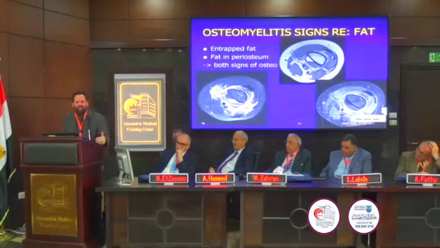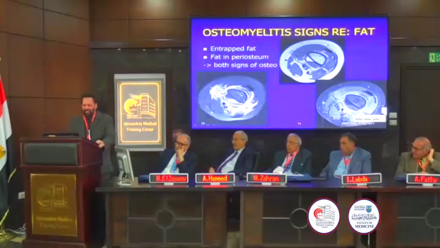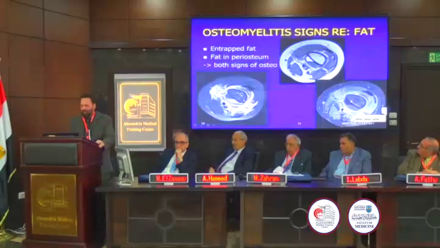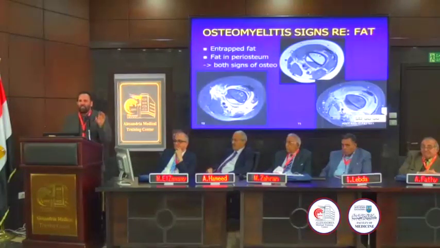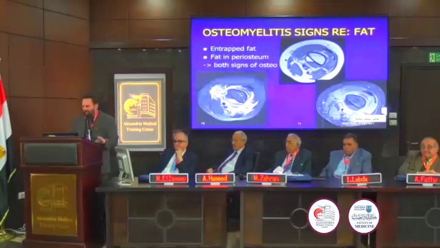And that leads to a thing called the entrapped fat sign. Here's an example of one in a child. This is a T1, this is a T2, this is post-contrast. This is a subperiosteal abscess. Can you see the subperiosteal abscess? And we see a fat fluid layer in the subperiosteal space. So not uncommon to see these entrapped fat and infections, but typically it's in the marrow.